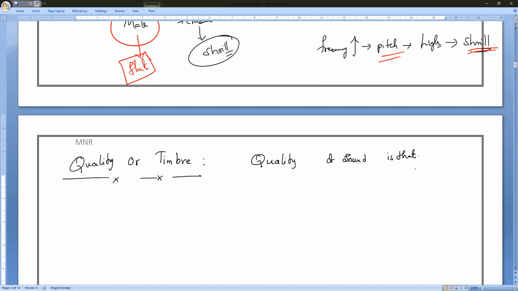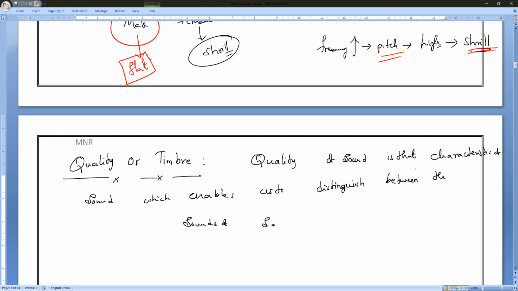So quality of sound is that characteristic of sound which enables us to distinguish between the sounds of the same loudness and pitch. Same loudness and pitch.